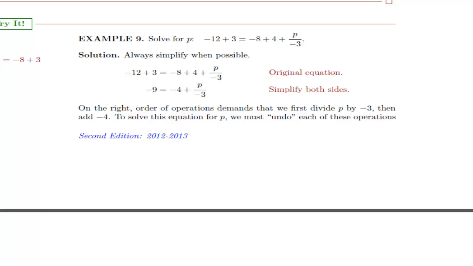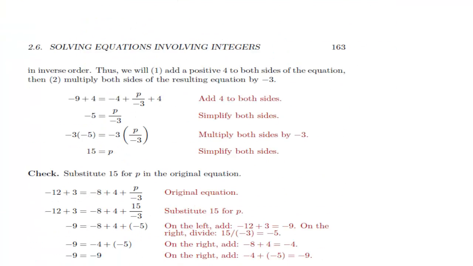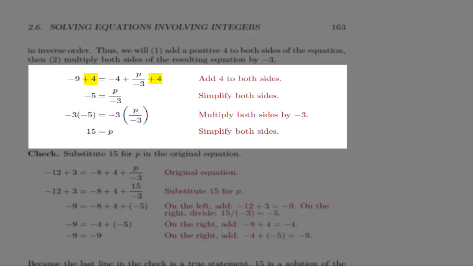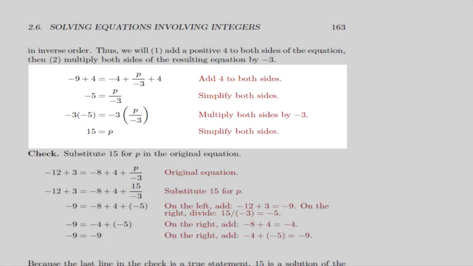On the right, order of operations demands that we first divide p by negative 3, then add negative 4. To solve this equation for p, we must undo each of these operations in inverse order. Thus, we will first add 4 to both sides of the equation. Then on the left, we get negative 5, and on the right, p divided by negative 3. Second, we'll multiply both sides of the resulting equation by negative 3. Then on the left, we get 15, and on the right, p.